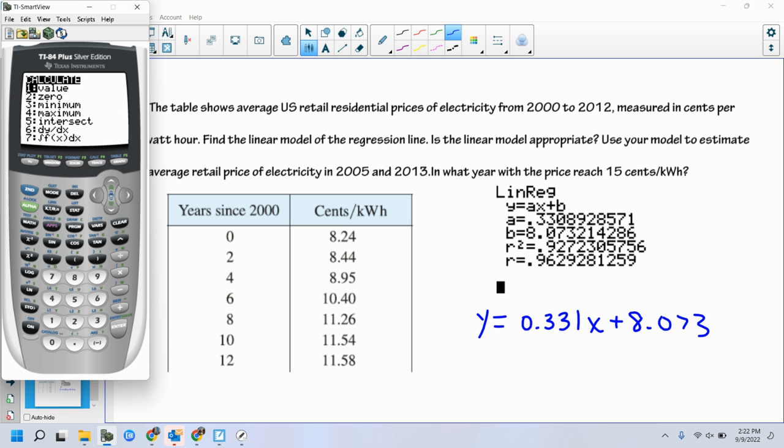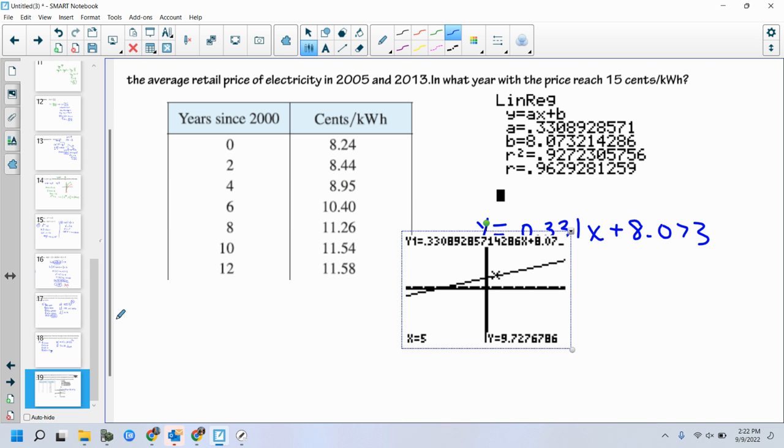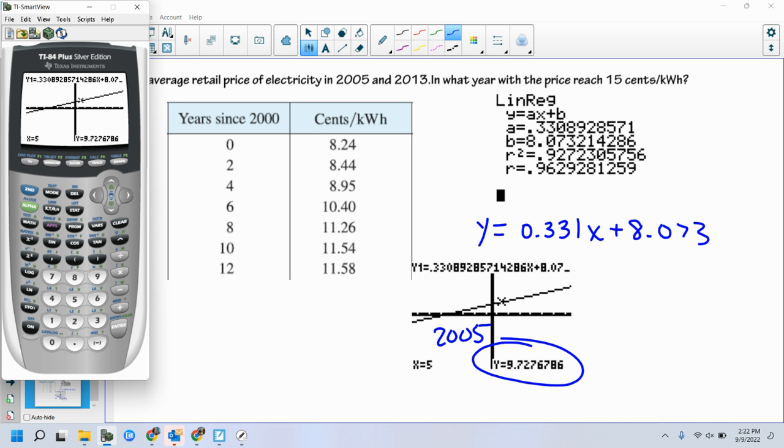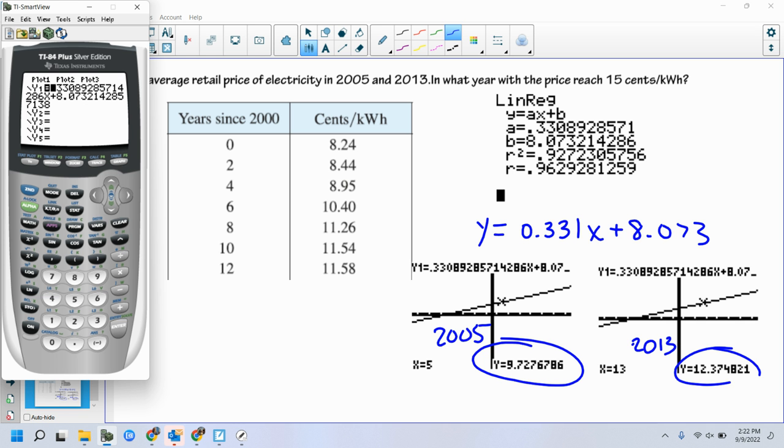Okay, so I'm going to second calculate the value of 5. Pull that over here. So my calculate for 2005, 9.72. For 2013, that's 13 years past 2000. So I'm going to go second calculate the value of 13, 12.37 in 2013. And then I want to know, okay, how long is it going to take to reach 15 cents? So I'm going to go 15 cents here, 15 for my Y value.